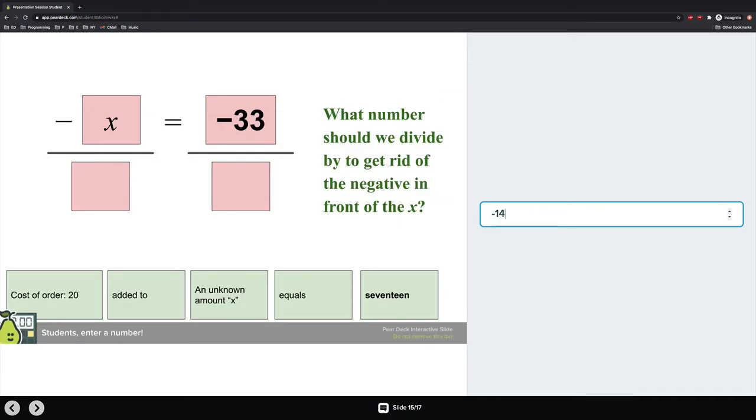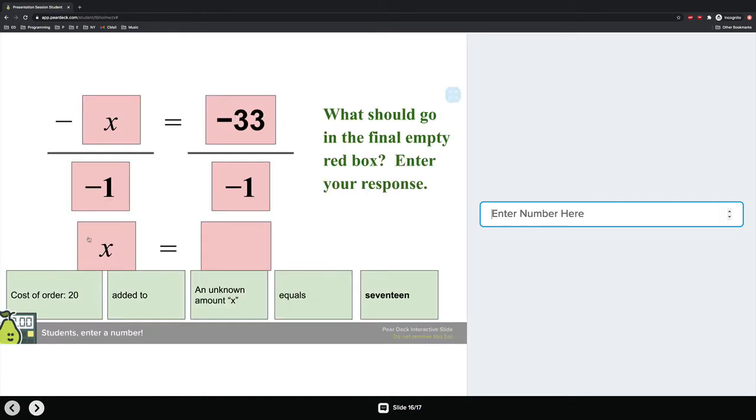Oh, I keep writing things twice. Interesting. And so our final answer is going to be negative divided by a negative is a positive. So negative 33 divided by negative 1 is positive 33.